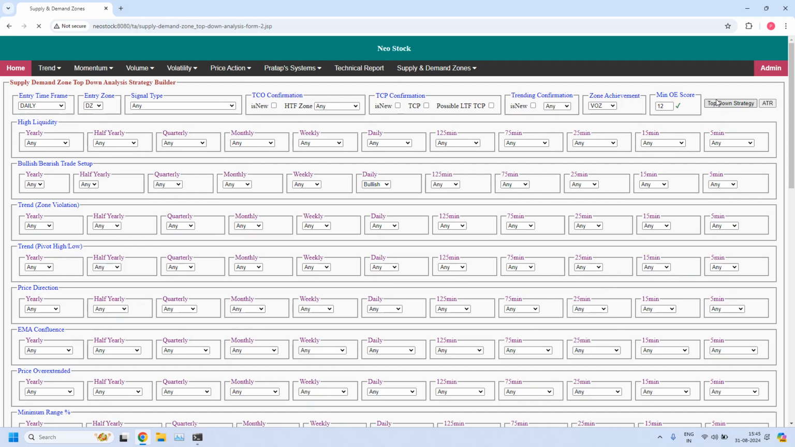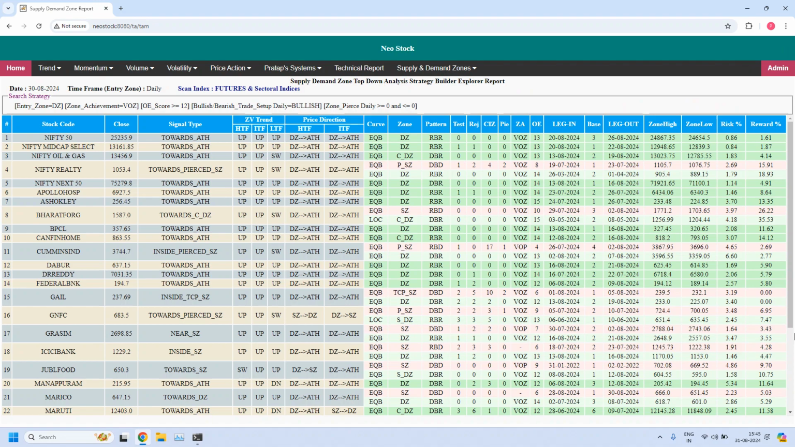Now let's filter the stocks. So we have good number of stocks that are supporting bullish trade setup for monthly income trade. That includes Nifty, Nifty mid cap select. Both these indices are part of the F&O list. Nifty oil and gas, Nifty realty, both these are not in the F&O list. But again, Nifty next 50 index is also part of futures. Remaining all the stocks are from the futures, they are available.